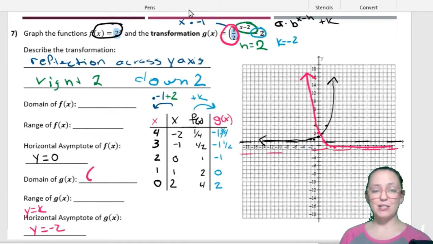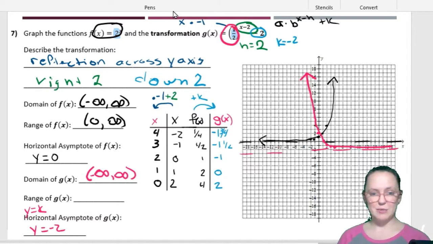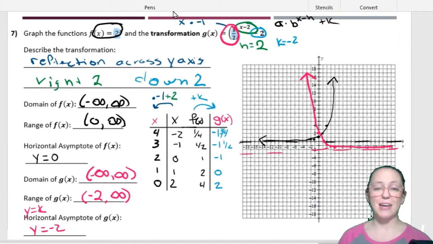Our domain hasn't changed for either one of these. It's still negative infinity to positive infinity. Our range on our parent function is still 0 to infinity. And our range on our transformed function, the lowest it can be is that negative 2, and it's still going up to infinity. So our range isn't really changing all that much with the reflection. It doesn't change. It's just scooching down because of that k value. So just be really careful. Watch the base. If the base flips, then you've got to add in this transformation on the x value.